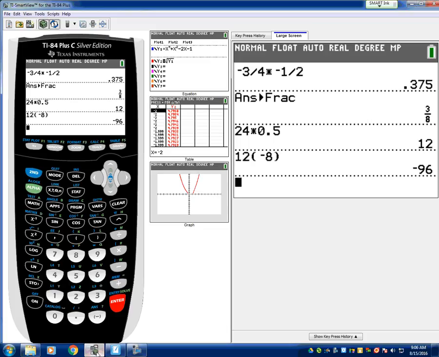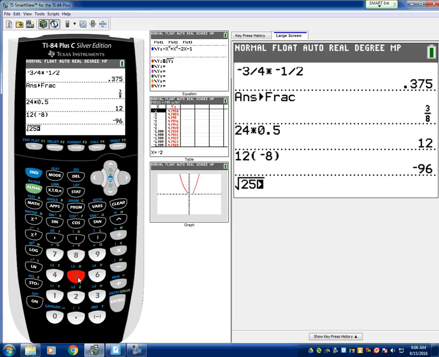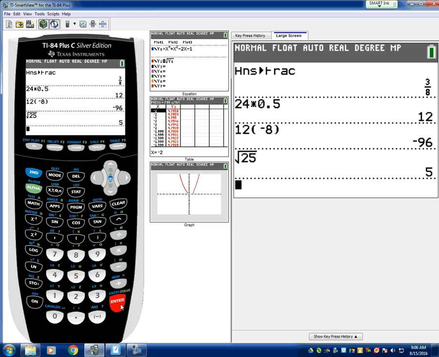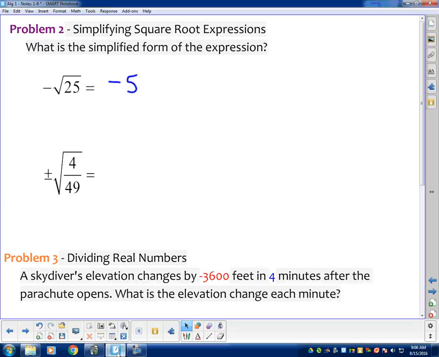Several of the problems in your classwork, you may not know the square root of the number, so you'll just go second, and then it's the x squared button. Right above the x squared, you'll see the square root symbol. That's because it is known as the inverse of squaring, and so it's located right above the x squared button. Some calculators may have a square root button that's separate from the x squared button. Type in the number you want to take the square root of, and there it is, 5. So I have -5.